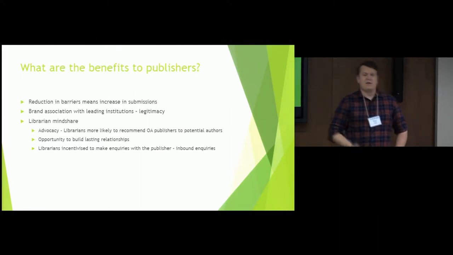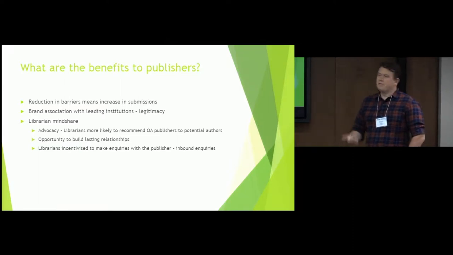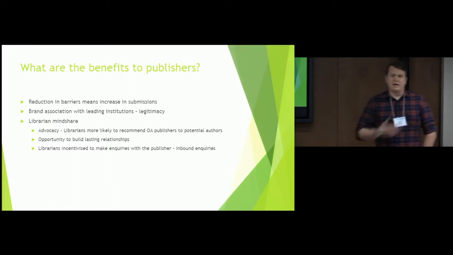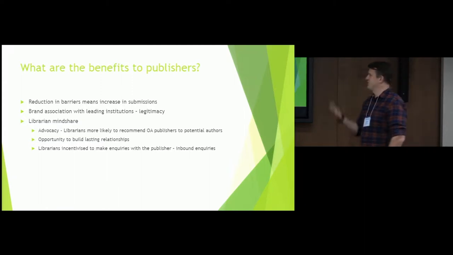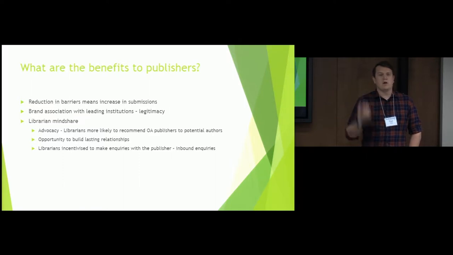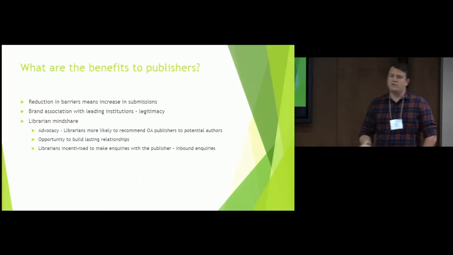Everyone wants to have Cambridge, Max Planck, the big, big, big name institutions on their website and say, these people are partnered with us. We are good, legitimate publishers. You should trust us because these people do. So that's a big part of it. But I think this last point is a little bit more interesting because it's the concept of how do open access publishers get into the heads of librarians.